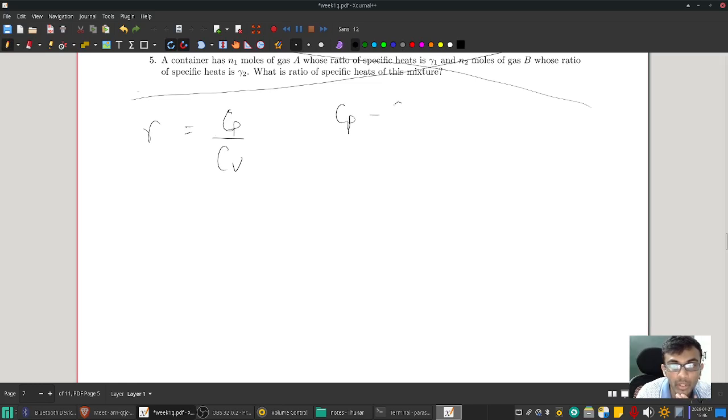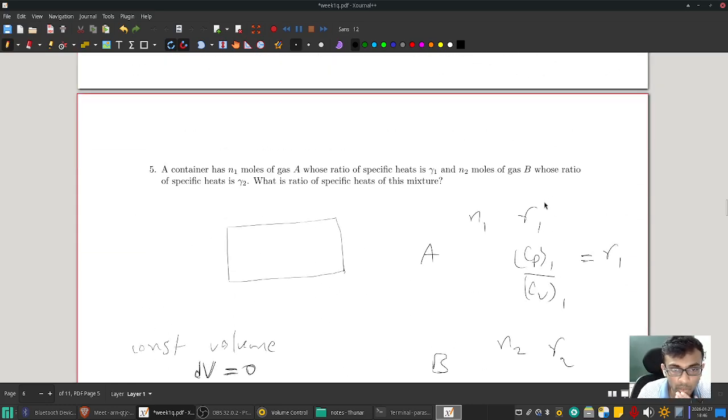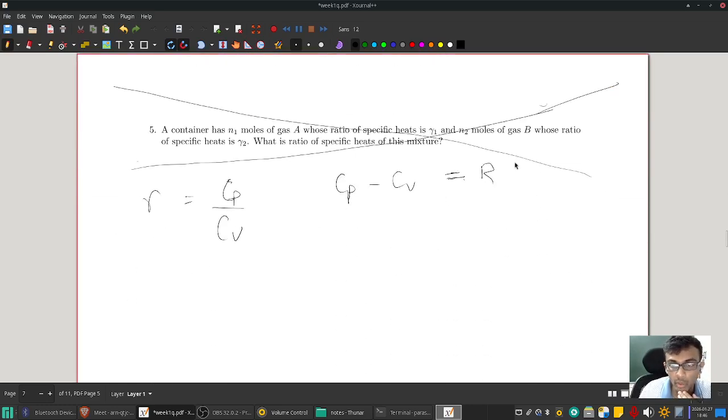for an ideal gas, Cp minus Cv is R. So this is true for a single gas. I mean, this relation would be true for each of the individual gases, individual components, and also for the mixture. So the mixture also is an ideal gas. So we can express Cv.